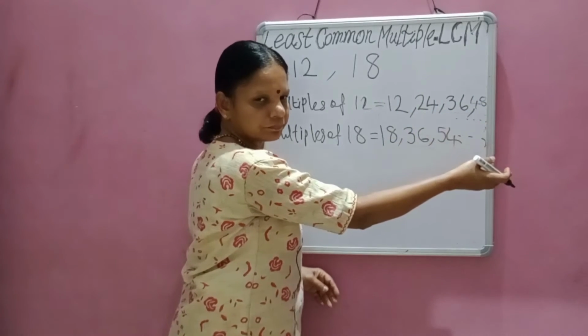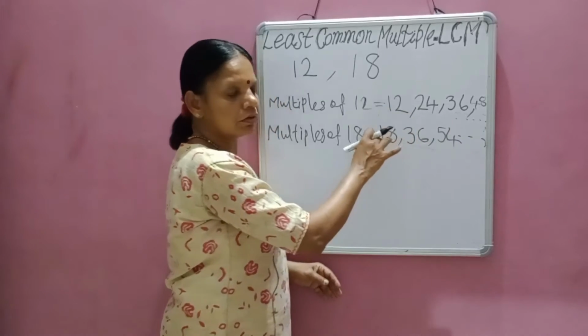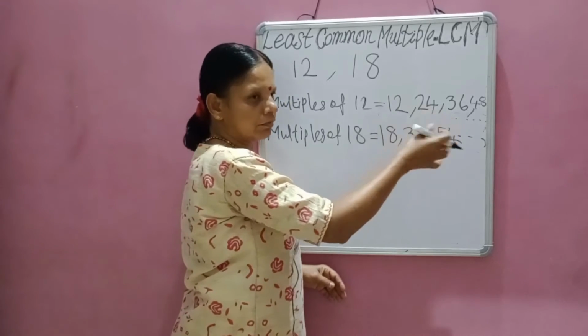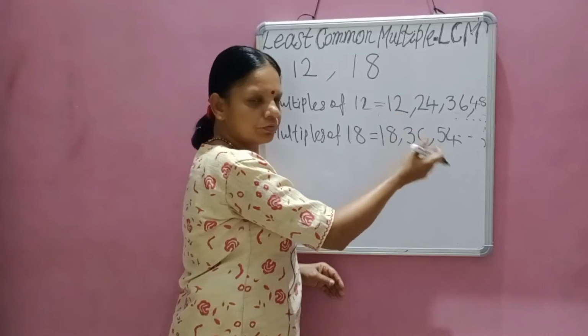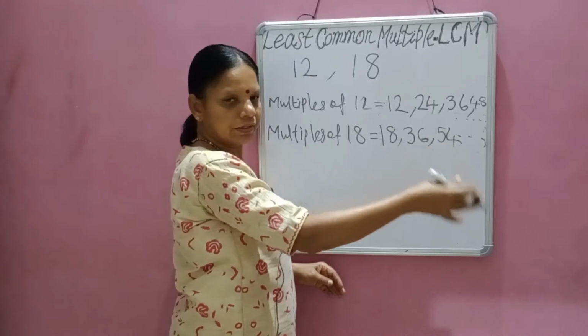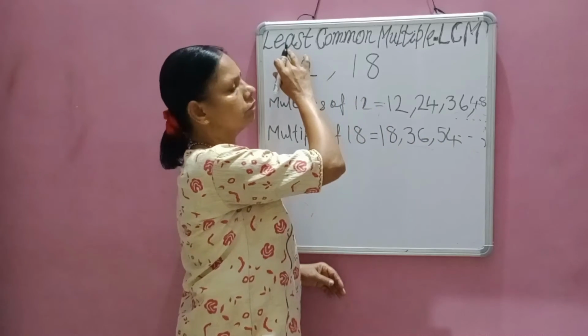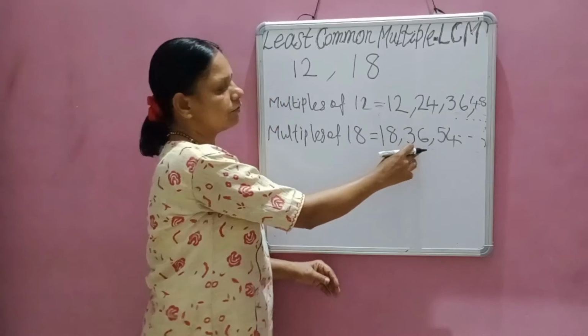Remaining multiples. So this much is enough to list the multiples. It is very difficult, it is not possible to list all the multiples. Infinite multiples are there. So a few of the first multiples are enough to get the value of LCM. So we got the LCM already. So this is the least one.